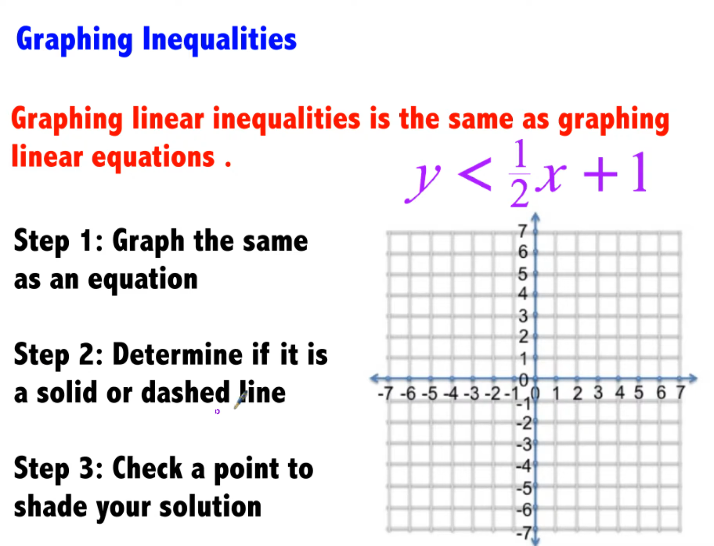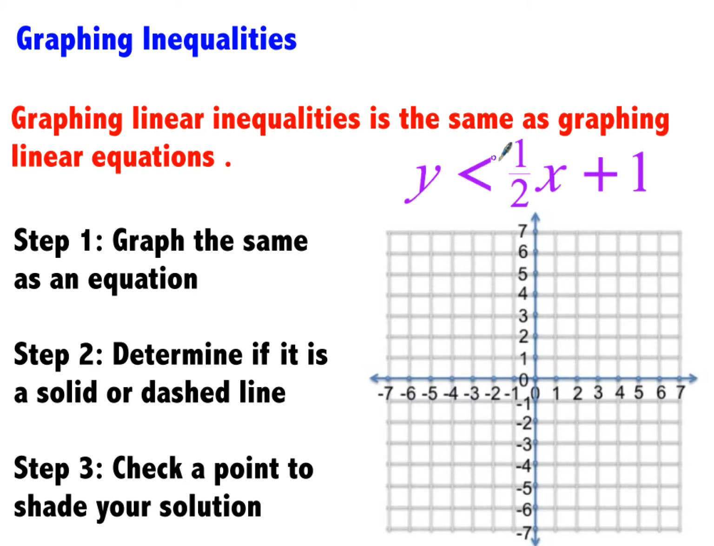Step 2, however, is when things get a little bit different, because we have to determine if we're using a solid line or dashed line when we're connecting the points. I'll show you a trick on how to do that, and why we have the difference. Step 3 is when we check a point and shade our solution. Because it's an inequality, there's not just the line; because it's less than or greater than, there are infinite solutions on either side of the line. We'll show what that means as well.